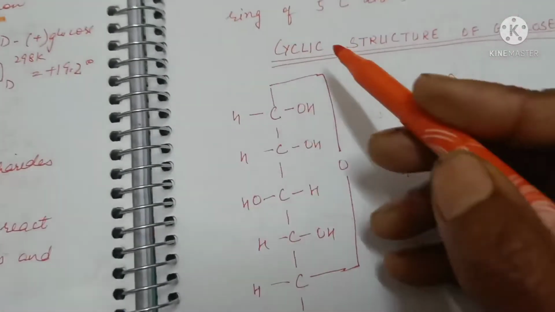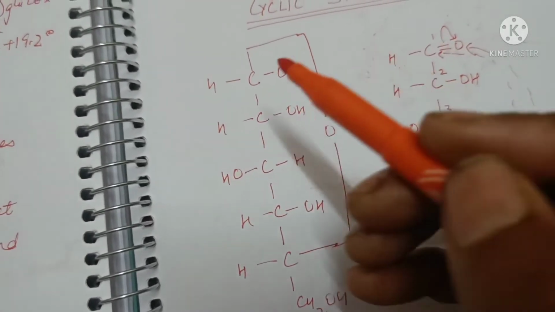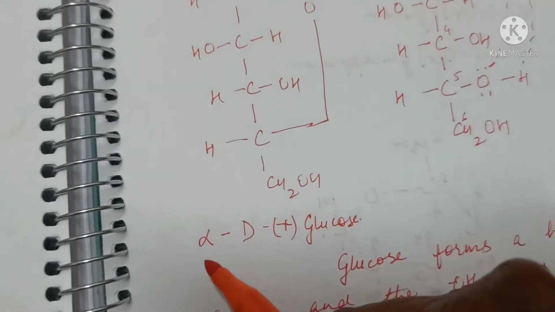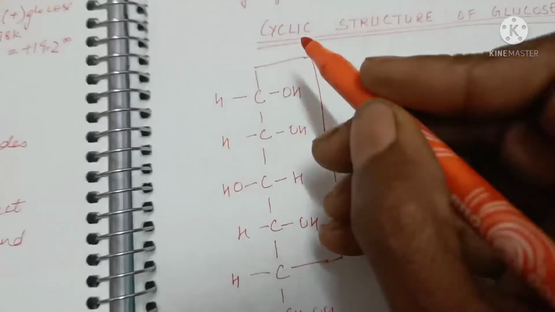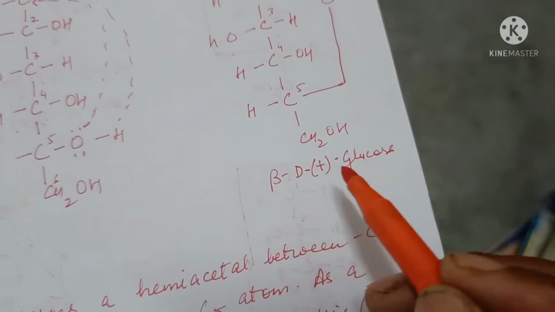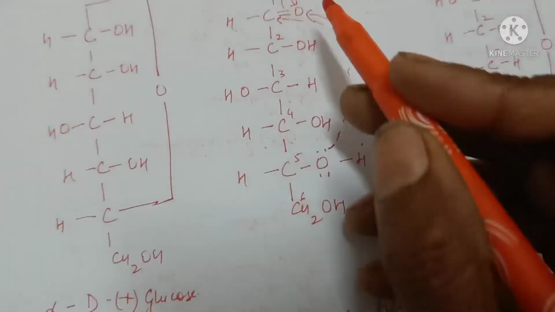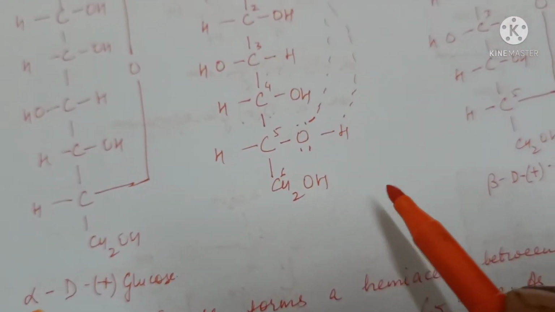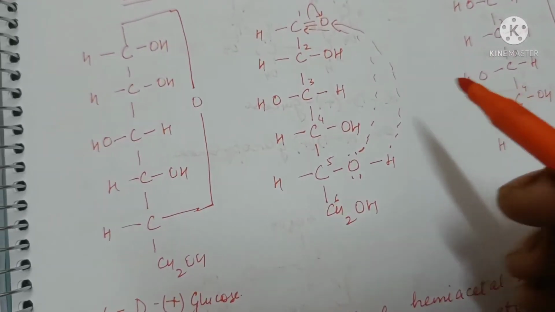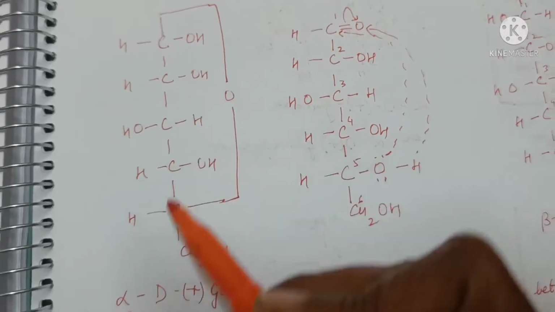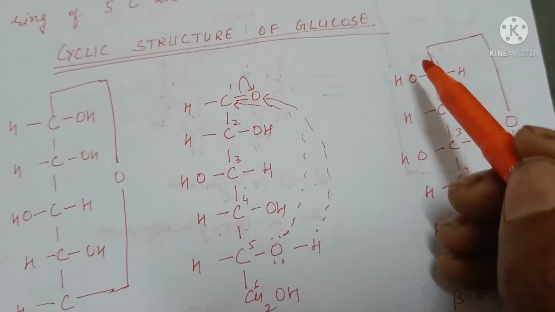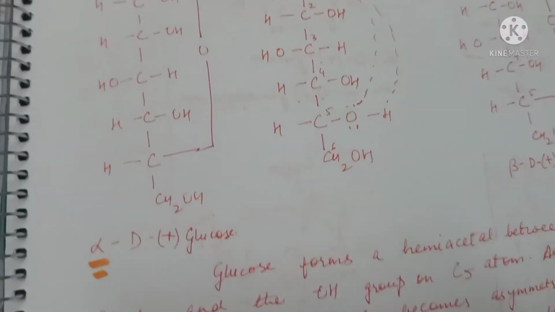So in the cyclic structure that is formed, on the first carbon, if OH is towards the right, it is the alpha form, and if OH on the first carbon is towards the left, it is beta D glucose. So the same D plus glucose in open form, when it changes to cyclic form, can have OH either to the right, then it is alpha, or OH to the left, then it is beta. This occurs only at the first carbon atom.